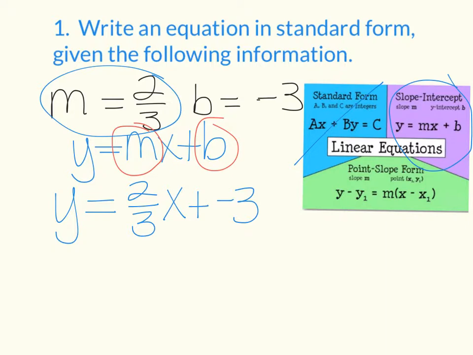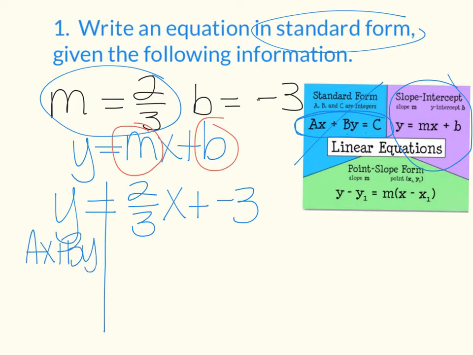All right, so now the directions say standard form. So we're not starting in standard form, but we do want our equation to look like this. We want our x term plus our y term equals the c term. Just so you know, c is the constant. Well, if you look at this, we have our y, right there, which is good. Okay, we got our equal sign.